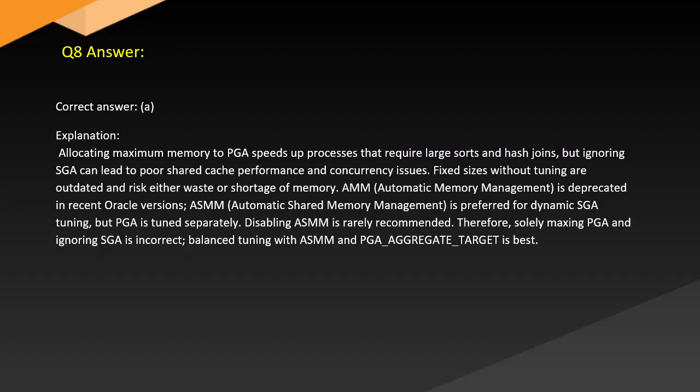Answer. Correct answer. A. Explanation. Allocating maximum memory to PGA speeds up processes that require large sorts and hash joins, but ignoring SGA can lead to poor shared cache performance and concurrency issues. Fixed sizes without tuning are outdated and risk either waste or shortage of memory. Automatic memory management is deprecated in recent Oracle versions. ASMM, automatic shared memory management, is preferred for dynamic SGA tuning, but PGA is tuned separately. Disabling ASMM is rarely recommended. Therefore, solely maxing PGA and ignoring SGA is incorrect. Balanced tuning with ASMM and PGA aggregate target is best.